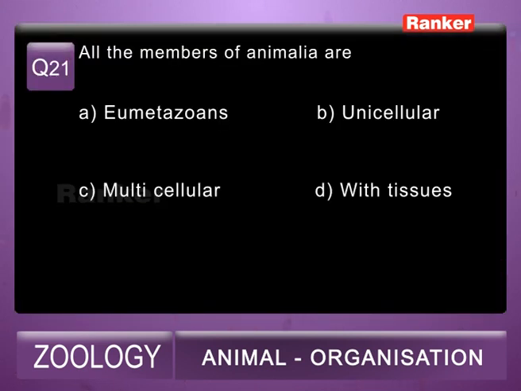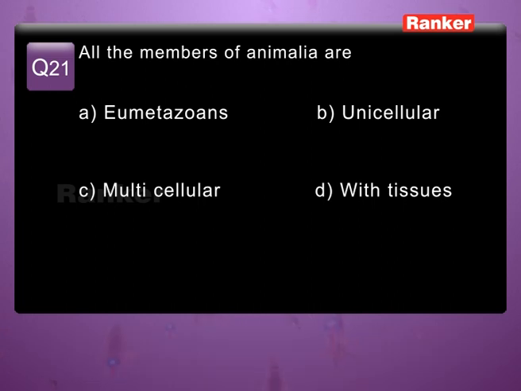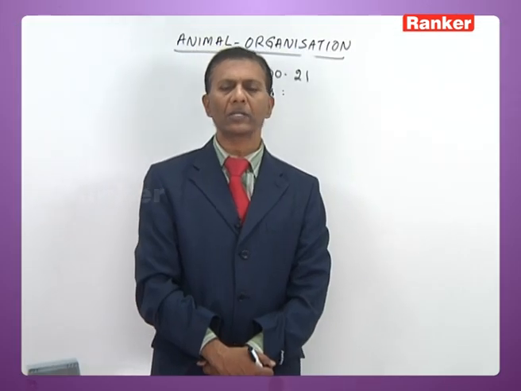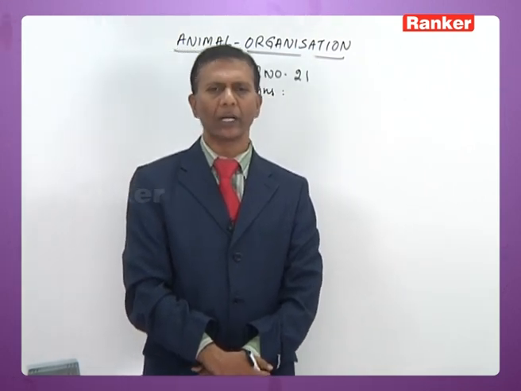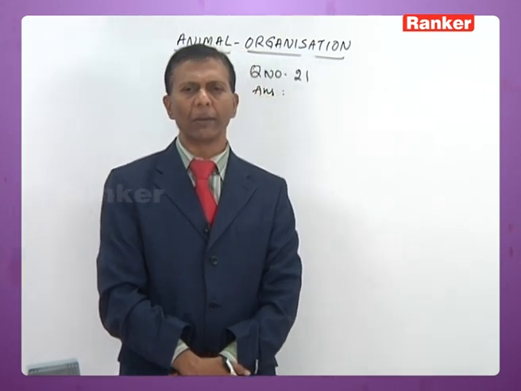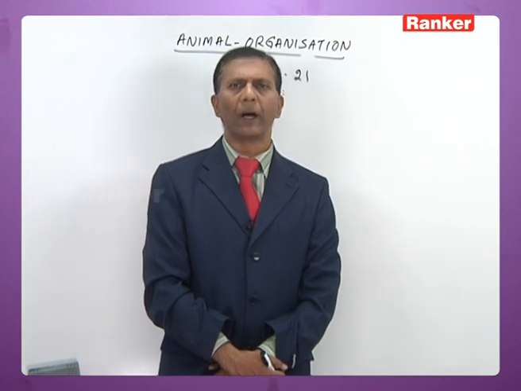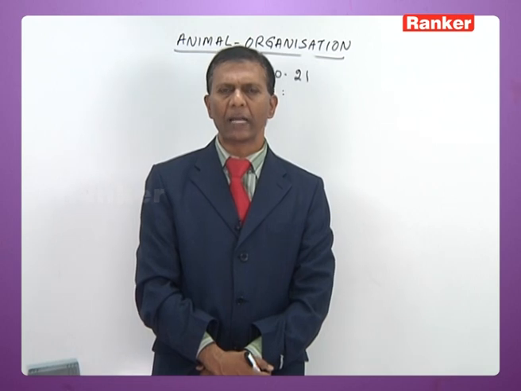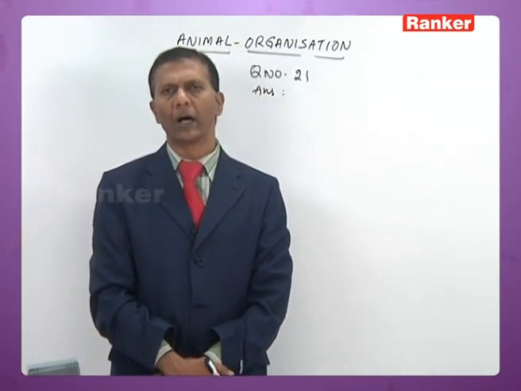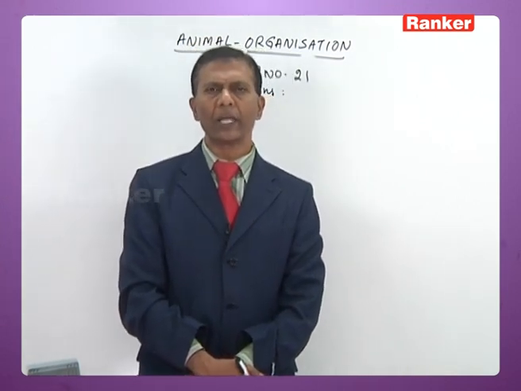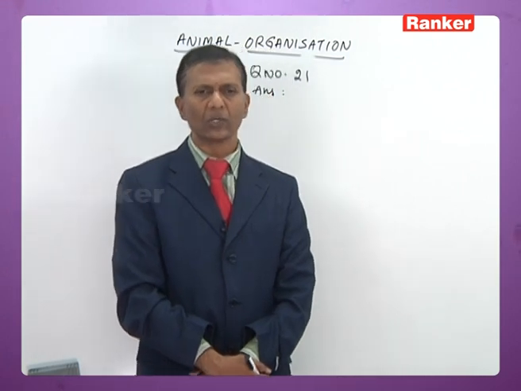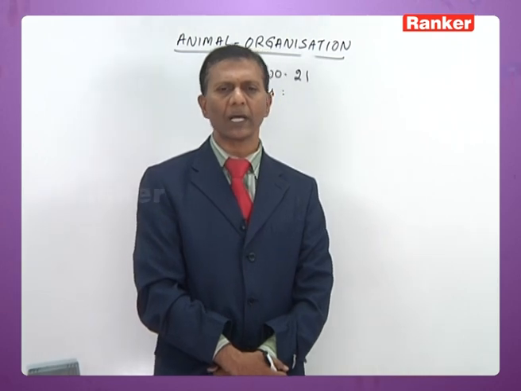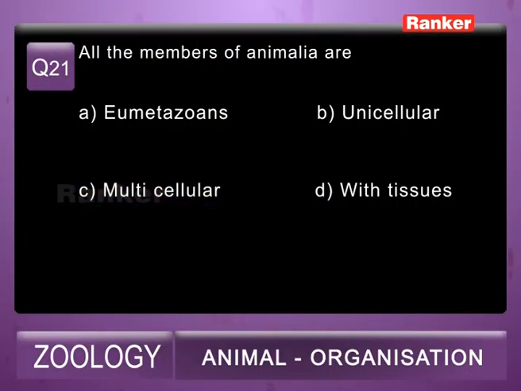Now question number 21. All the members of Animalia are A. Eumetazoans, B. Unicellular, C. Multicellular, D. With tissues. Now most of them, once again barring exceptions, are multicellular here. If we take the classification here, Animalia includes the animals right from Porifera to Chordata. Protozoa, they are unicellular, they are placed under Protista. So according to R.H. Whittaker's classification, all the members of Animalia are multicellular. So 21st question correct answer is C.